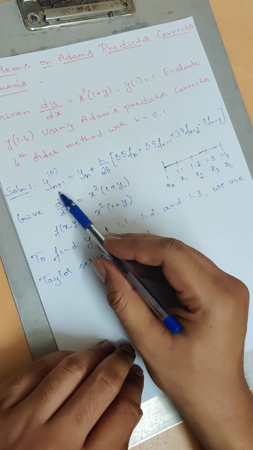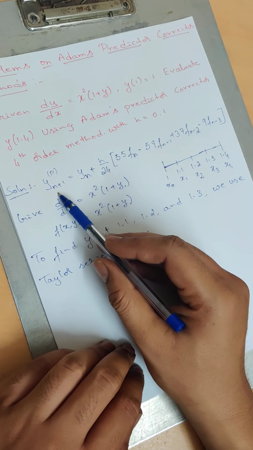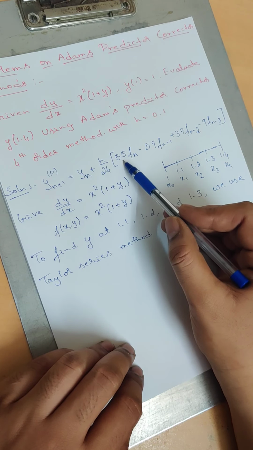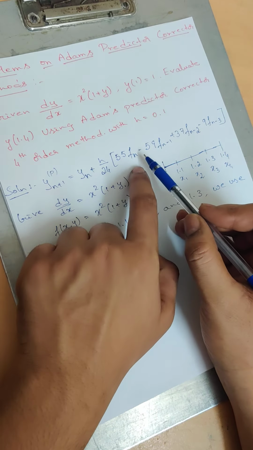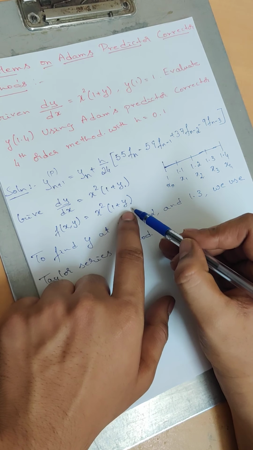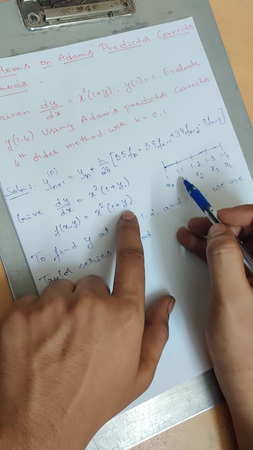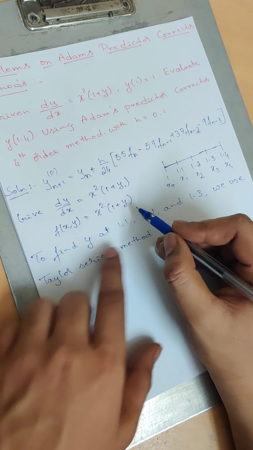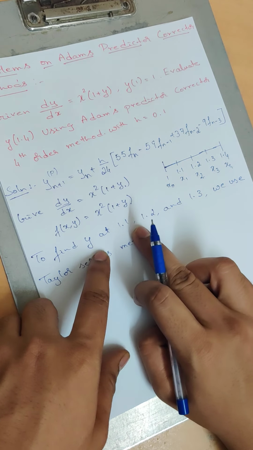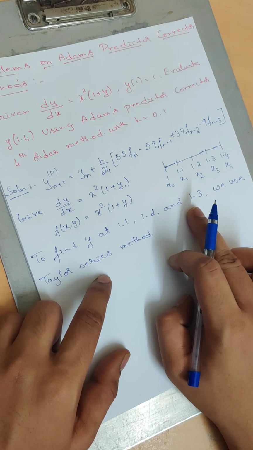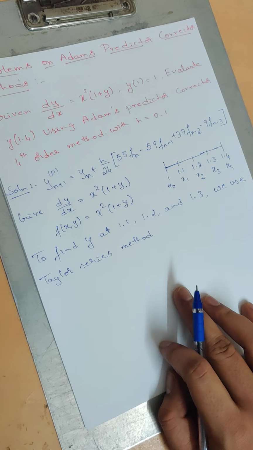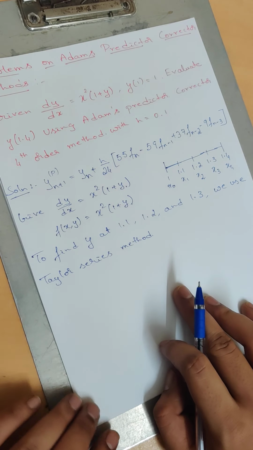So if you take n is equal to 1 here, this becomes y2 is equal to y1 plus h by 24 into 55 f1. For f1 we need y1, but we do not know what y1 is. We do not know what y is at this point. So for that, we will be finding y at 1.1, 1.2 and 1.3 by using Taylor series method. So from this we'll be finding what is the value of y.